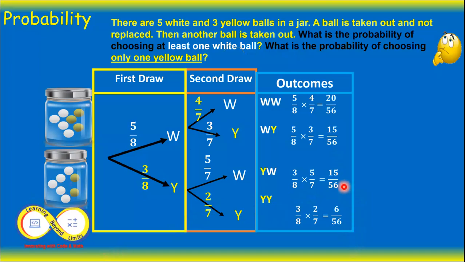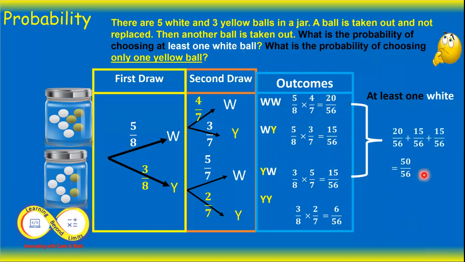The question asks us, what is the probability of choosing at least one white ball? At least one white ball would be this option, and this option, and this option. So we would have 20 over 56 plus 15 over 56 plus 15 over 56, and when we add those all up, our probability of drawing at least one white ball would be 50 over 56.